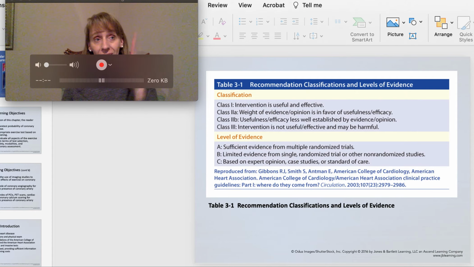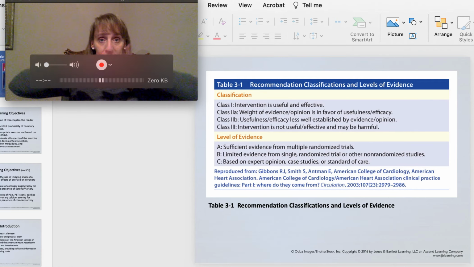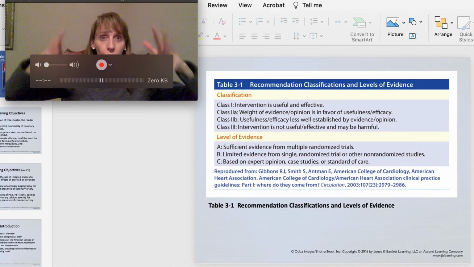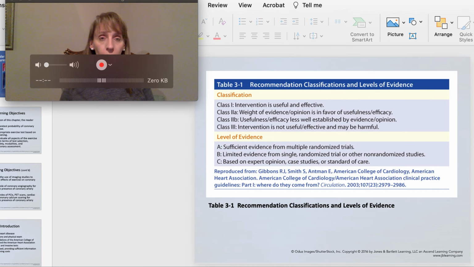Then with that, there's letters, A, B, and C. So this is what type of research has been done. So if it's an A-level evidence, it's been what we call multiple randomized trials. So subjects, randomized, and really gives a really rich, robust data that you can extract from a population and be able to apply it. B is from a single randomized trial or non-randomized trials.